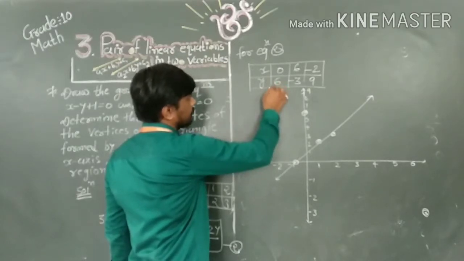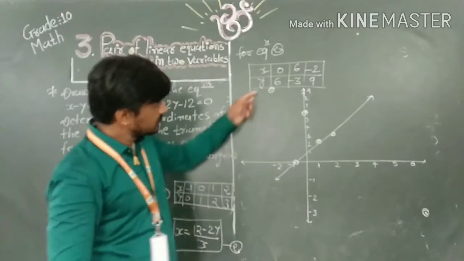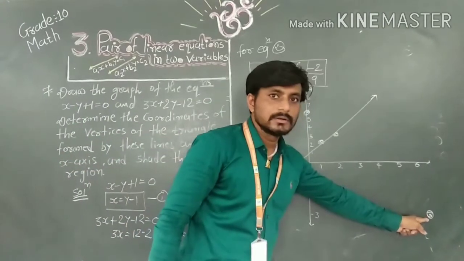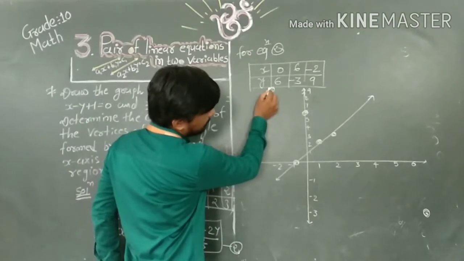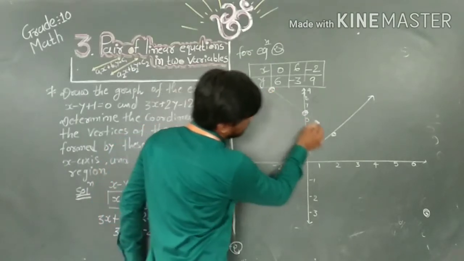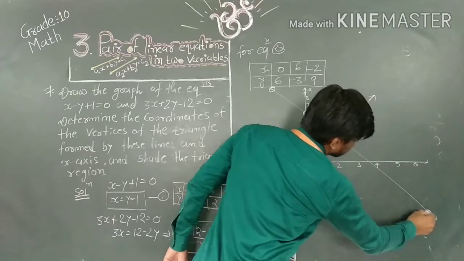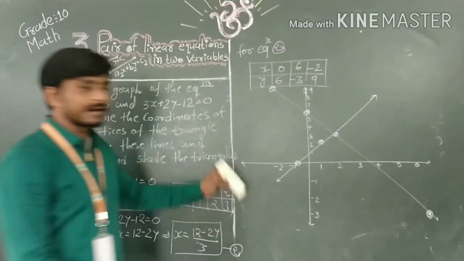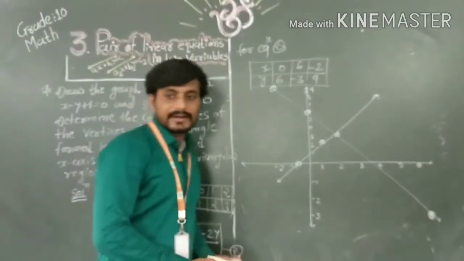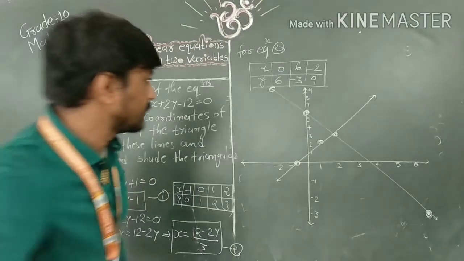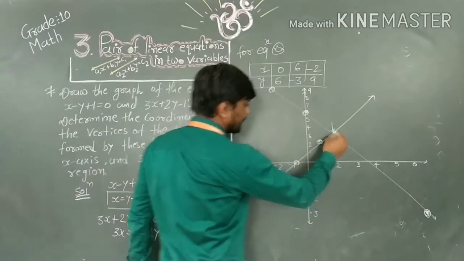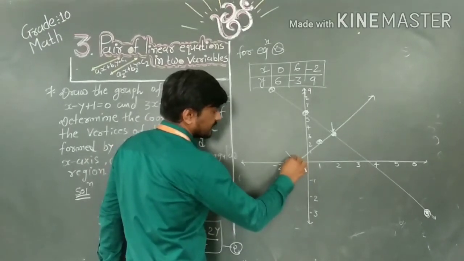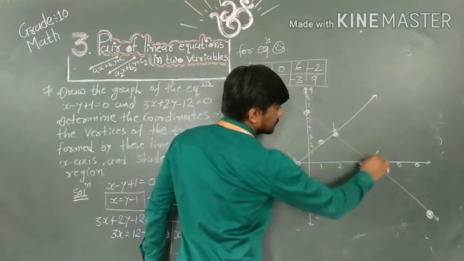Okay. Now join these 3 dots. Okay, what happened? This is a rough graph. These are the vertices of a triangle. This one is the first vertex, this is the second, and this one is the third.